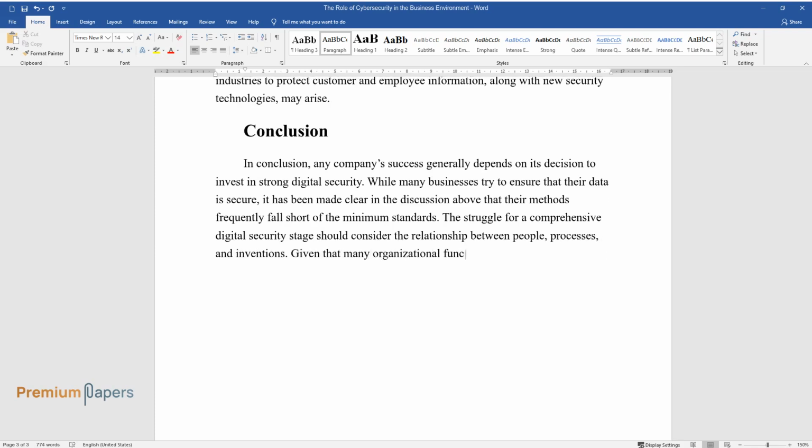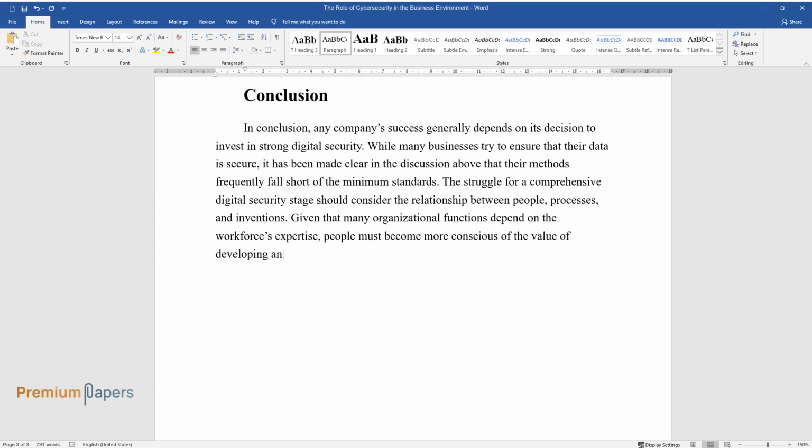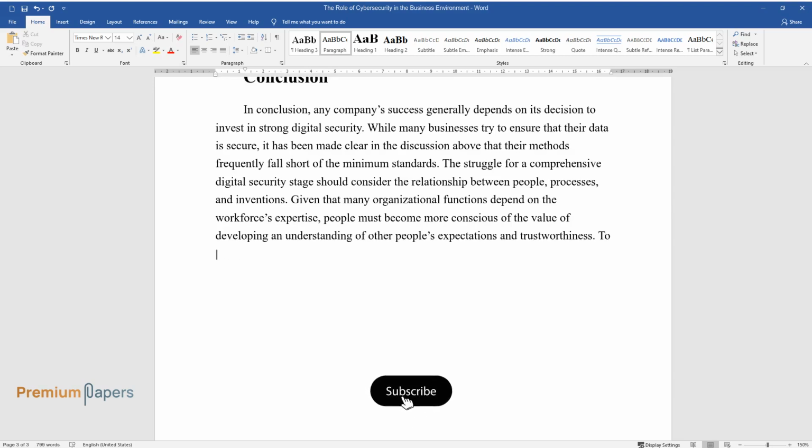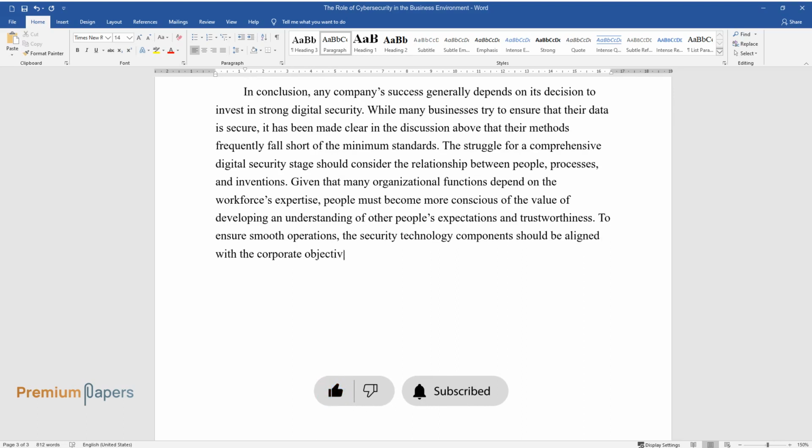Given that many organizational functions depend on the workforce's expertise, people must become more conscious of the value of developing an understanding of other people's expectations and trustworthiness. To ensure smooth operations, the security technology components should be aligned with the corporate objectives and aims.